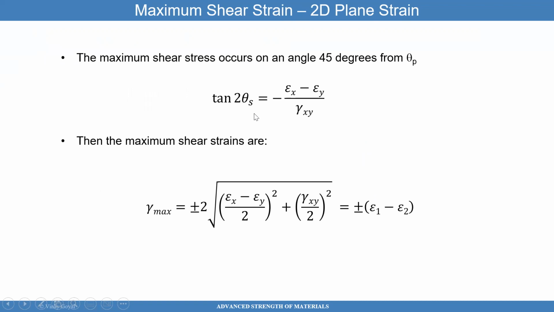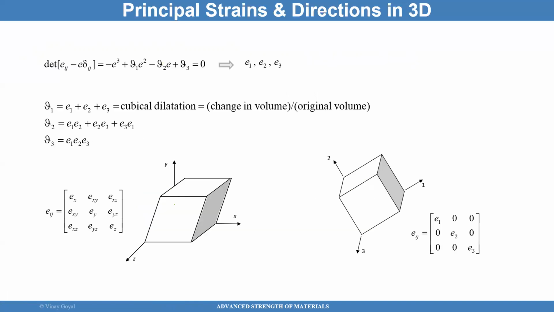Maximum shear strains also can be found with the same formulas, the orientation of it, and also you can find the maximum shear strains using this formula. You can also take the maximum principal strain and the minimum principal strain, subtract them, plus minus, and that gives you the max shear. So the same formulas we have for stress also apply for strain.